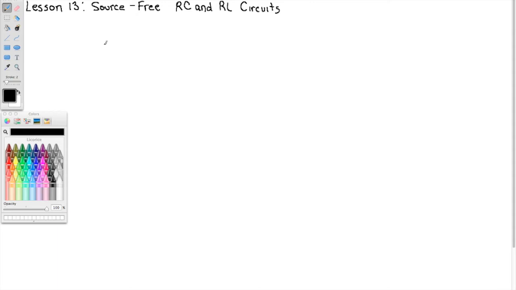Welcome back to lesson 13 of our semester-long videos on circuit analysis. Today we're going to be looking at the source-free RC circuit and separately the source-free RL circuit. Now in the previous two videos we said that the capacitor's job is to store energy in an electric field and the inductor's job is to store energy in a magnetic field.